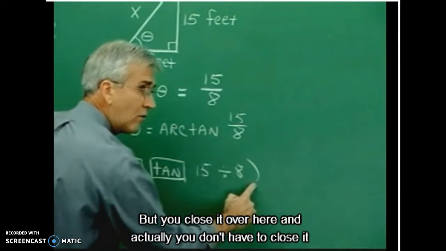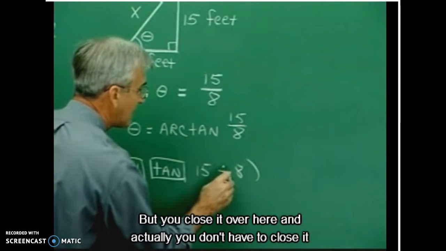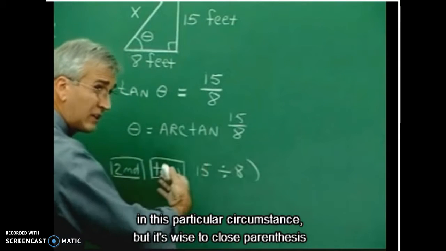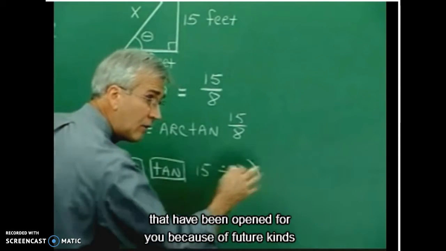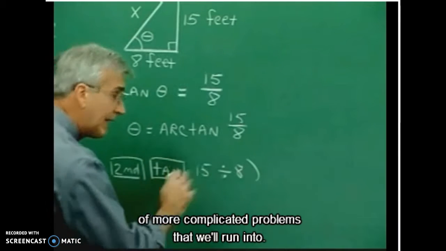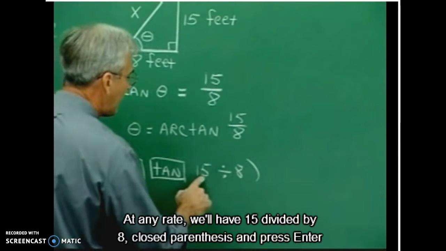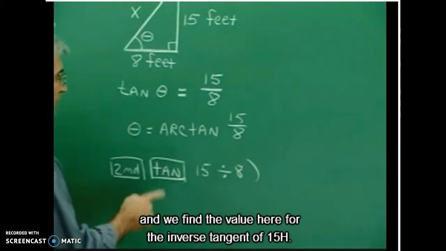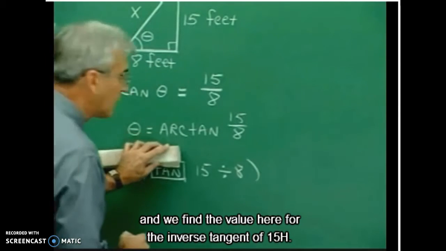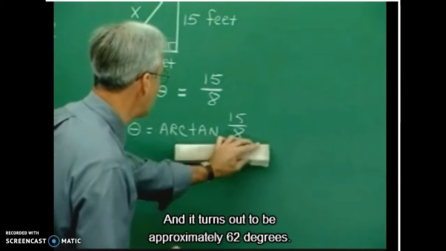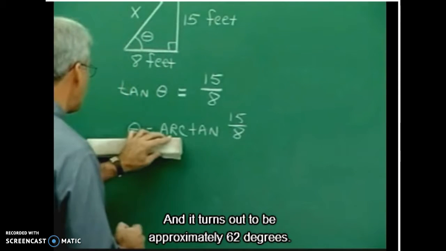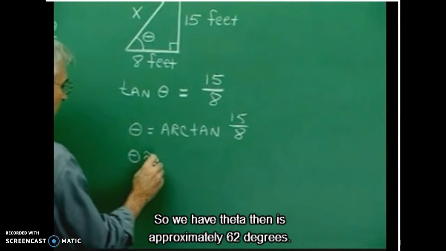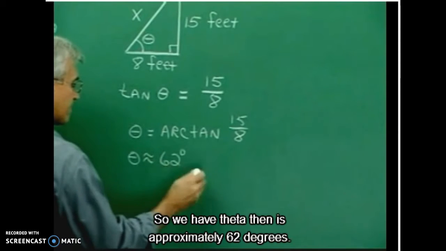But you close it over here, and actually you don't have to close it in this particular circumstance, but it's wise to close parentheses that have been opened for you because of future, more complicated problems that we'll run into. At any rate, we'll have 15 divided by 8, close parenthesis, and press enter, and we find the value for the inverse tangent of 15/8. It turns out to be approximately 62 degrees. So theta is approximately 62 degrees.